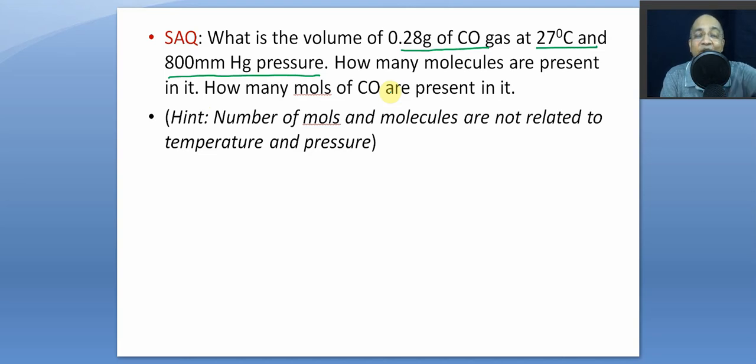Mass is related to number of moles. Mass by molecular mass is the number of moles. And number of moles into Avogadro's number will give you the number of molecules. So they will never change. Volume will change if temperature and pressure are changed. So that is the concept that you have to bear in mind. We have to find out what is the volume at STP first, and number of molecules, number of moles, everything.